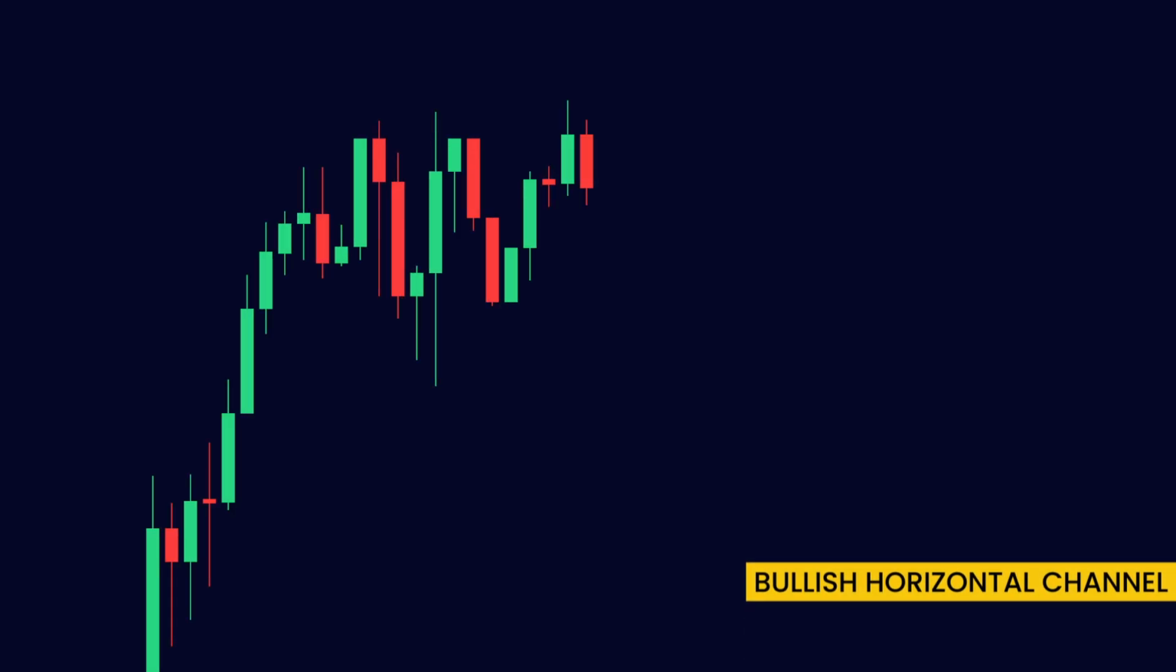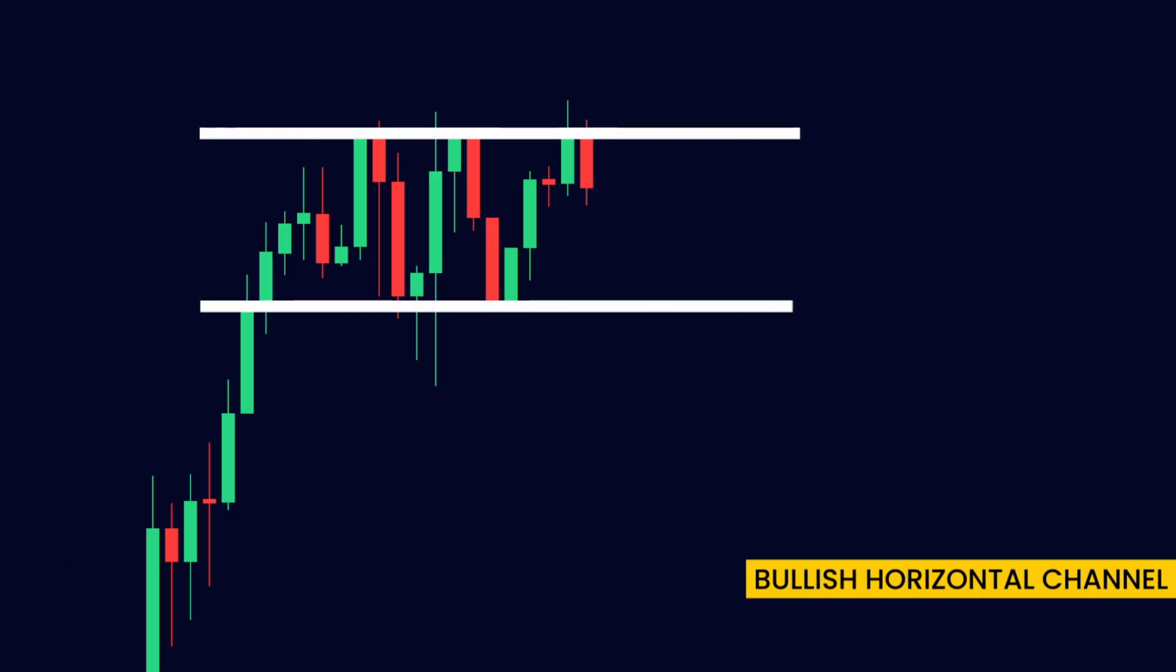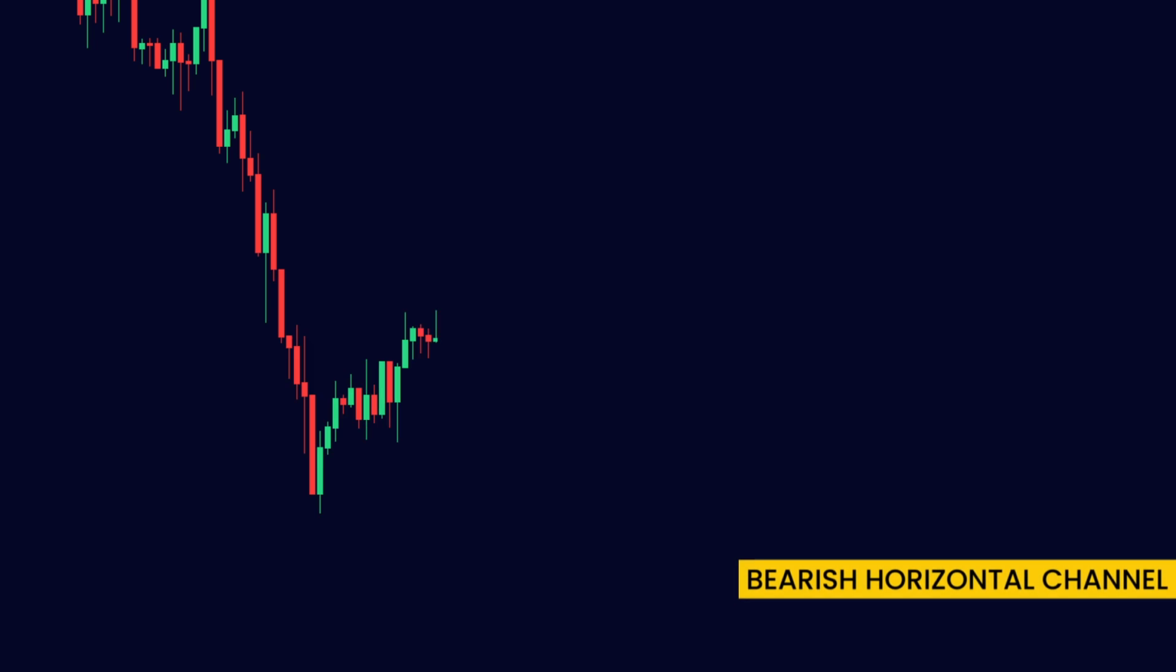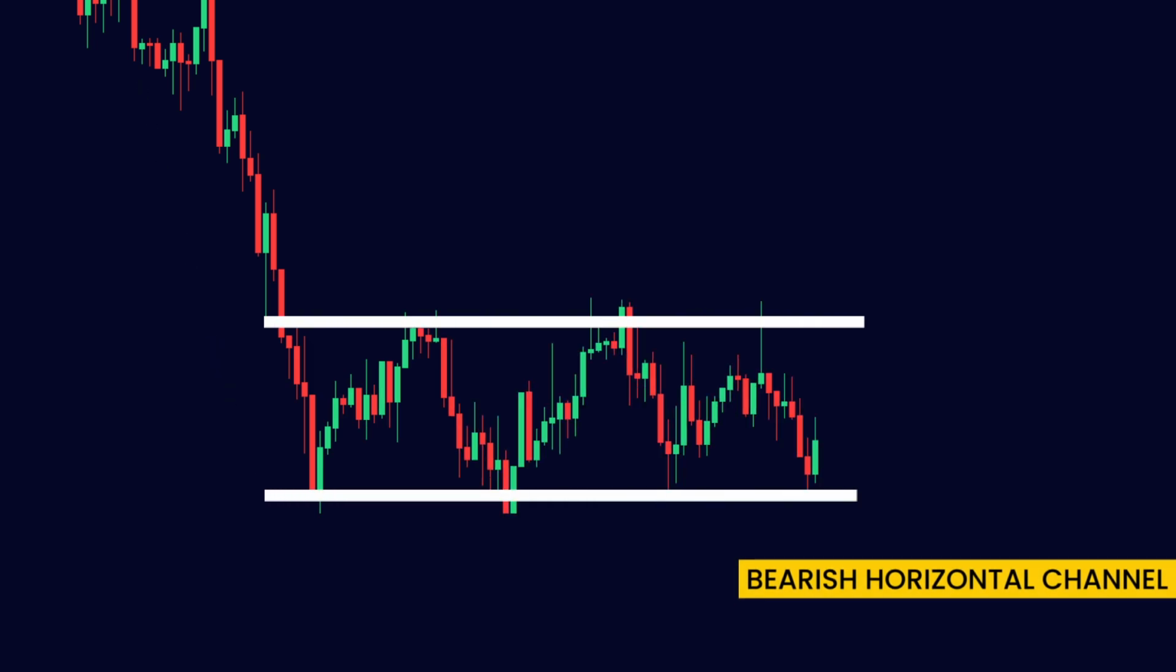A bullish horizontal channel begins with upward price action before forming. A bearish horizontal channel starts with a downward trend before the pattern appears.